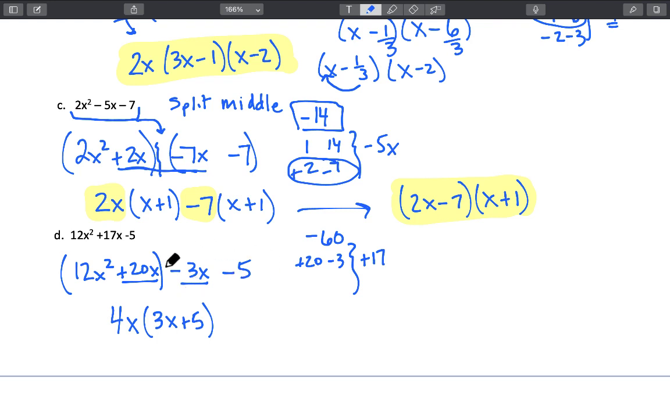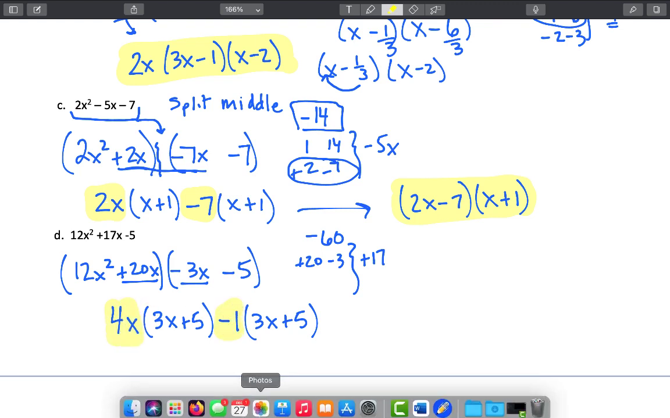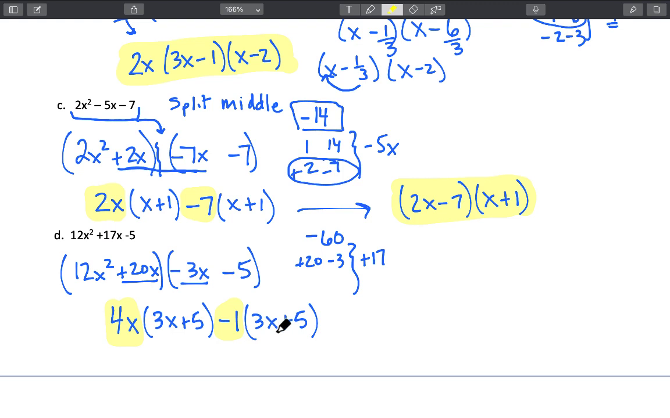Next, we're going to factor out the GCF of negative 3x and negative 5. Well, there really is nothing except for negative 1. And when I factor that out, I'm left with 3x plus 5. And once again, you can see that your two factors are 4x minus 1 and the remaining 3x plus 5. So the final factorization here is 4x minus 1 and 3x plus 5.